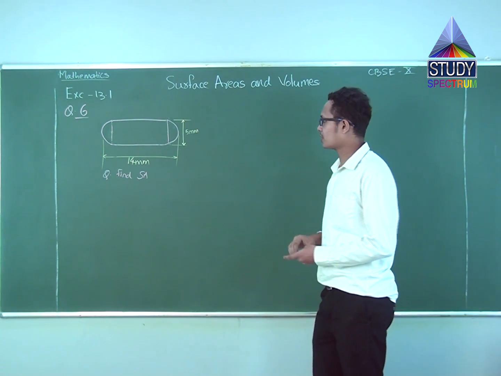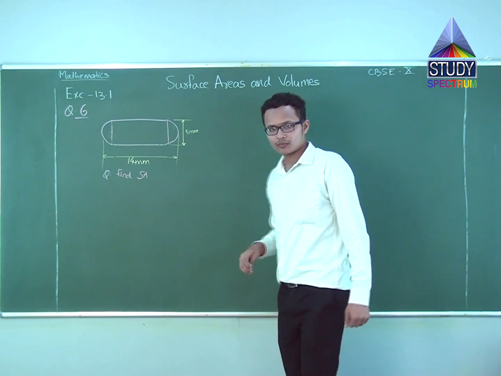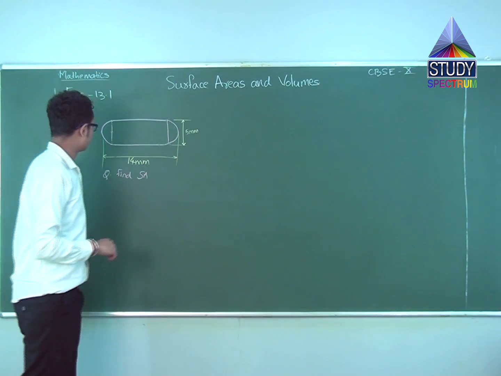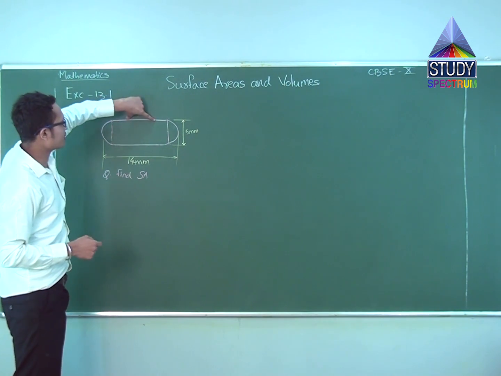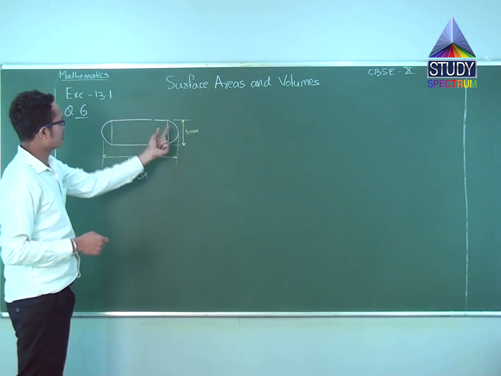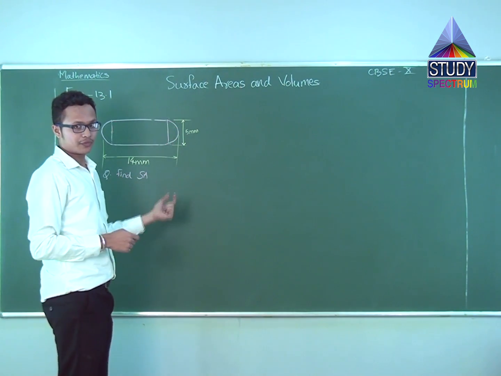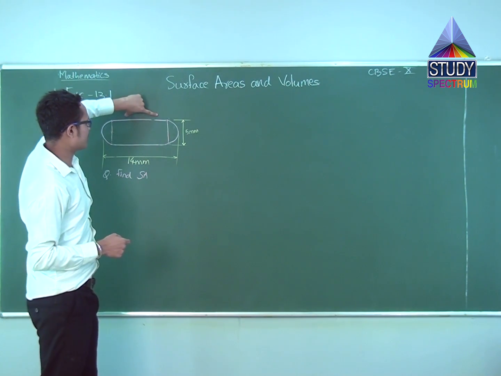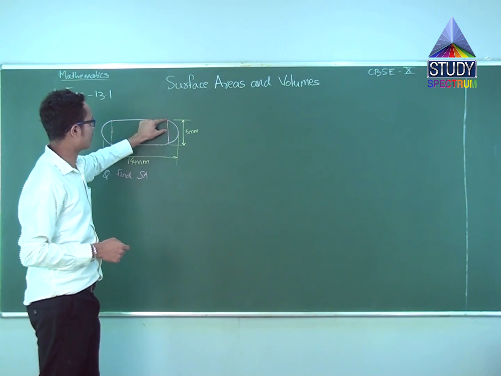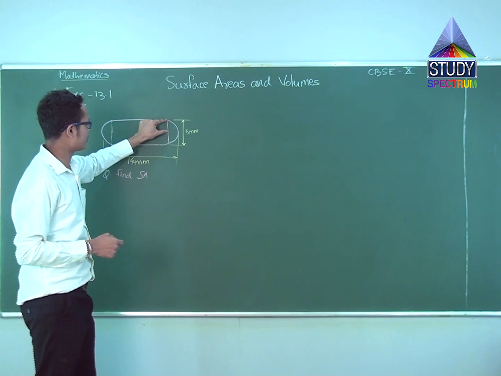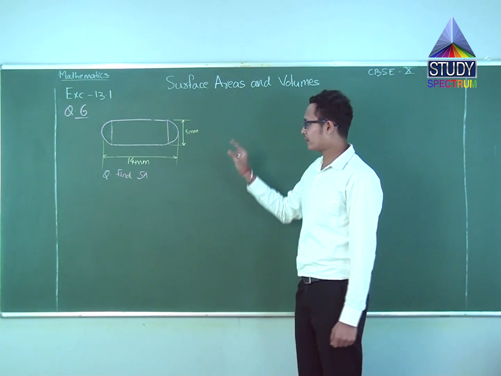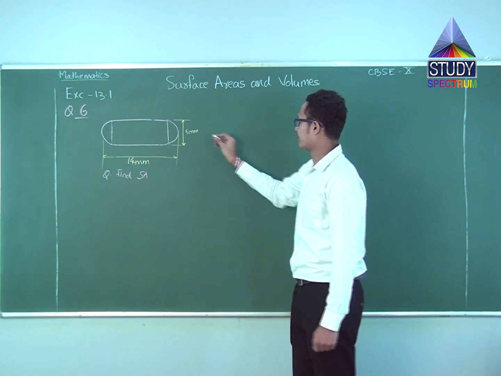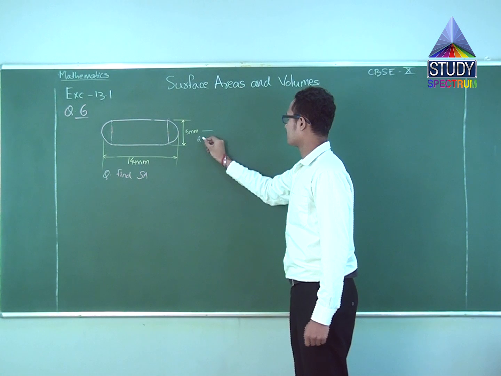Total surface area of the object. Let's solve now. If you figure out the length of the cylinder and the radius of the sphere, the diameter of the hemisphere is given as 5 mm. So therefore the radius will be 5 by 2, 2.5 mm. I'll just write like this.